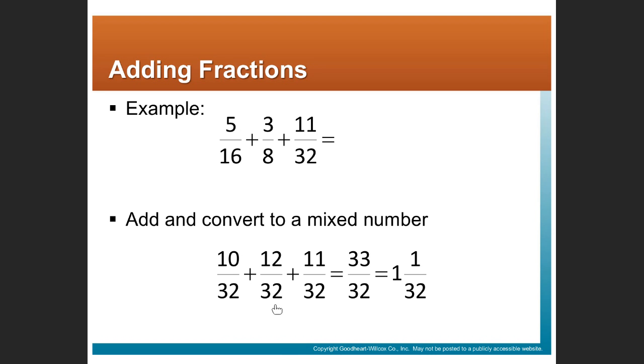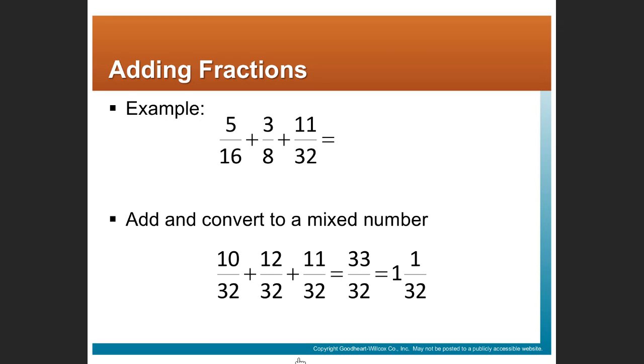Once I add 10 plus 12 plus 11, I get 33. I get the improper fraction of 33/32, right? We know it's an improper fraction because the numerator, the 33, is larger than the denominator, so I can simplify that and make it 1 1/32. So that is how you add fractions. Does that make sense?